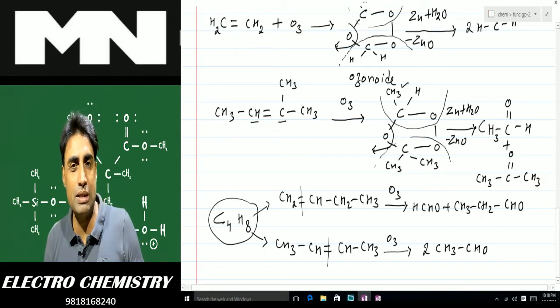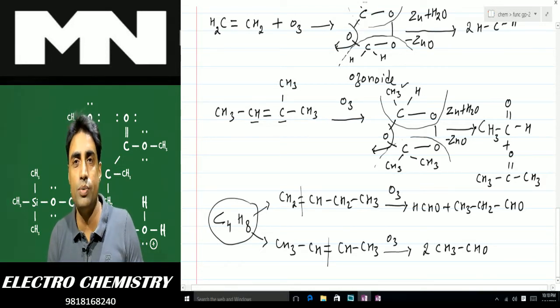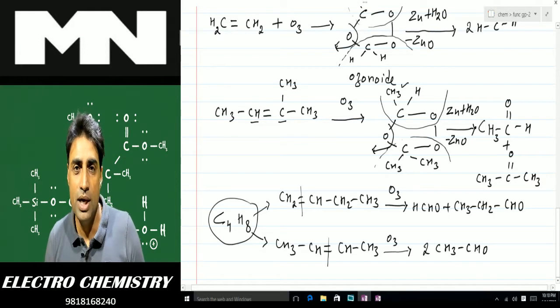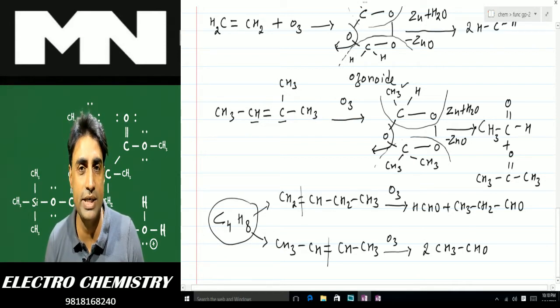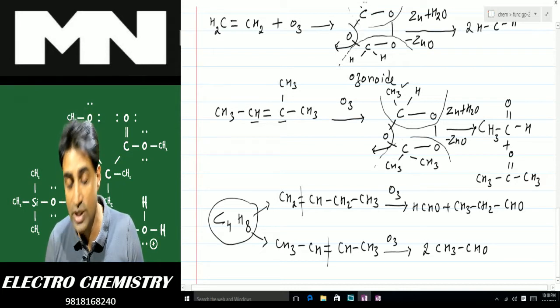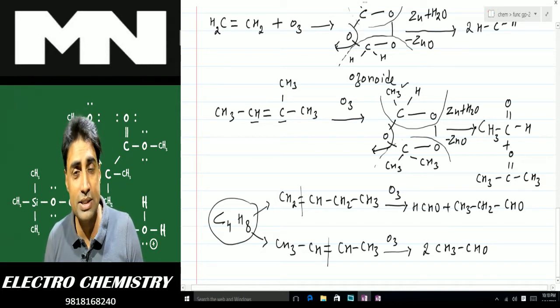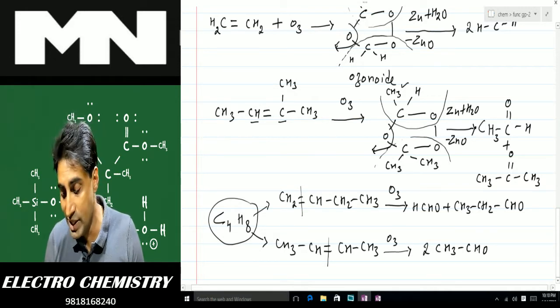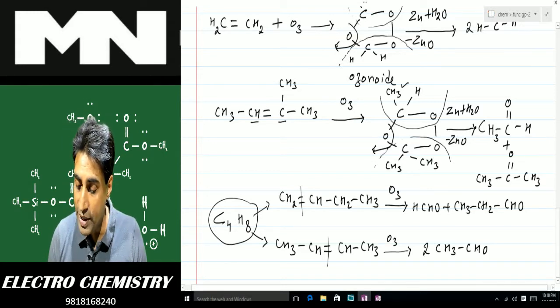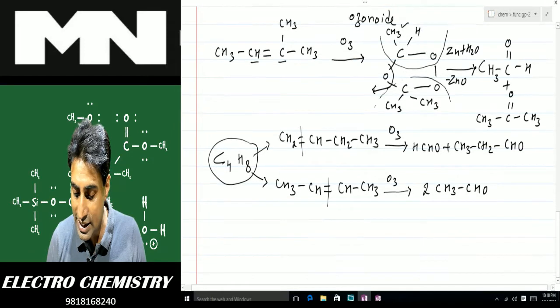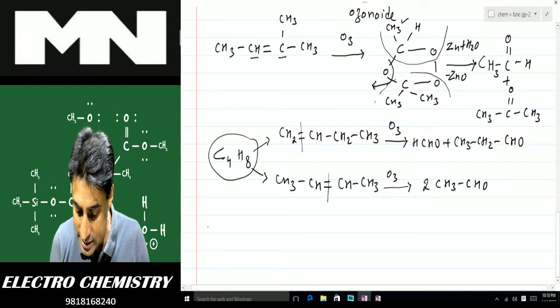So if a question is given like there's a compound with a molecular formula C4H8, and on ozonolysis it gives a molecule of formaldehyde and a molecule of propanaldehyde, that automatically means it's but-1-ene. And if it is given like there's a compound with a molecular formula C4H8, and on ozonolysis it gives us 2 molecules of acetaldehyde, that means it is but-2-ene. So this ozonolysis method is not only used in the preparation of aldehyde and ketone, but it is also used in determining the position of the double bond. So this is how we can prepare aldehyde and ketone from alkene. Next I'll show you from alkynes.